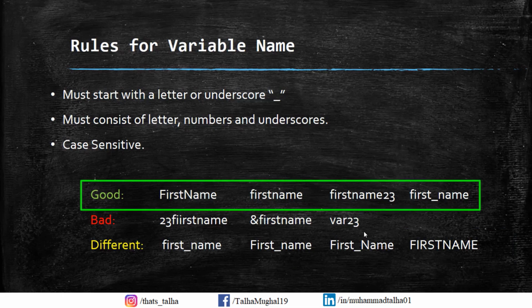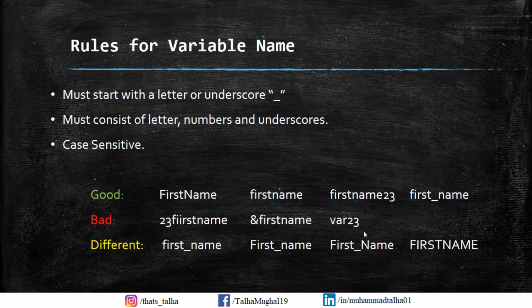The good practice of writing variable names is given here. We can write our variable names just using letters and words. We can also write our variable names and use numeric characters in the middle or at the end of the variable name. And we can also add underscores in our variable name. We should never start our variable name with a numeric character or a special character. Also, we should never use a reserved word as a variable name.